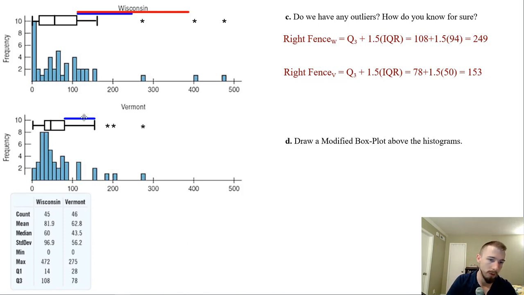Same thing here: 1.5 times the interquartile range, add it to the third quartile, subtract it from the first quartile. That tells us that any point beyond this point right here, and there was one right there, is going to be considered an outlier. So we show it in the modified box plot. By the way, a box plot is also sometimes called a box and whisker plot. The box is the interquartile range, and the whiskers go to the minimum and to the maximum.